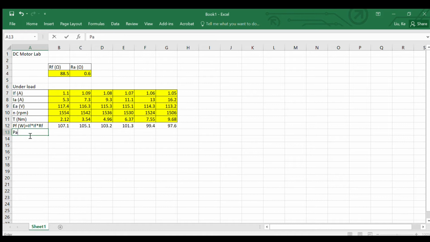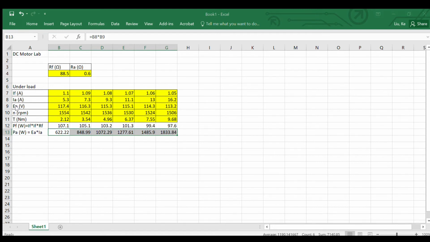Next we're going to calculate the armature input power. We know the formula is armature voltage times armature current, EA times IA. Again, we use the formula starting with the equal symbol, select armature current, times armature voltage. It will calculate automatically for us. Again, just drag it over, and for every single test point it will calculate automatically.